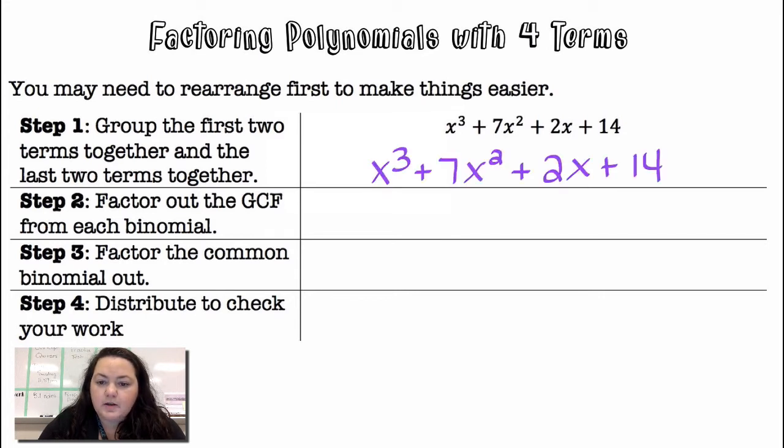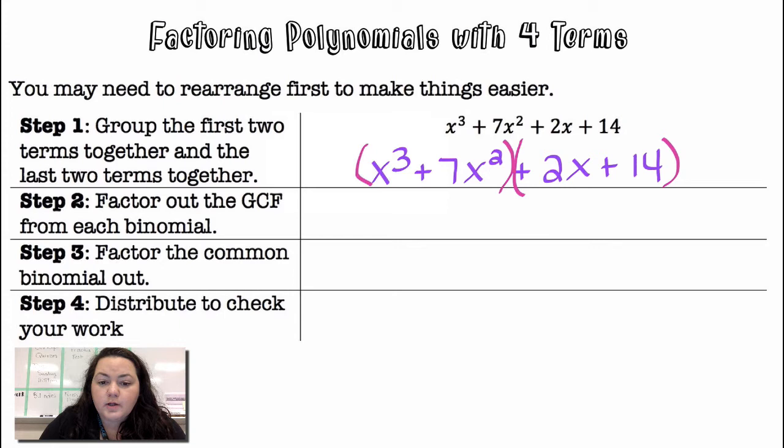All right, so here's my original problem. I'm going to group the first two terms, the x to the third plus the 7x squared. And then I'm going to group the last two terms, the 2x plus 14. And make sure you include that positive in front of the 2x. And then you're going to factor out the greatest common factor from each binomial. So now you have two binomials.